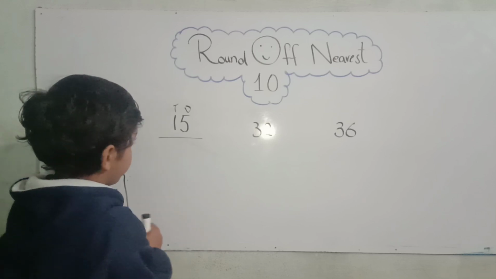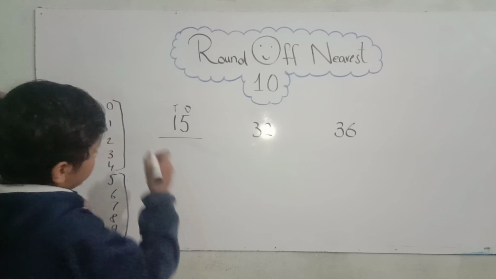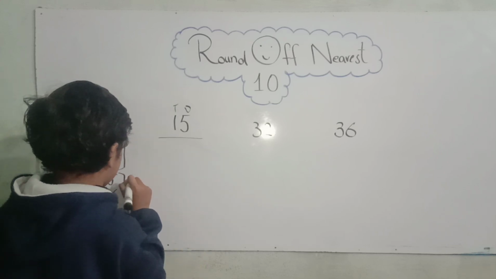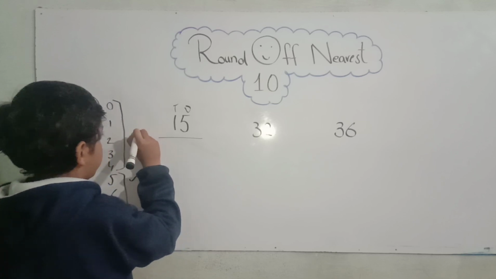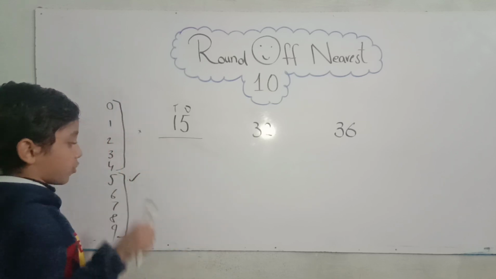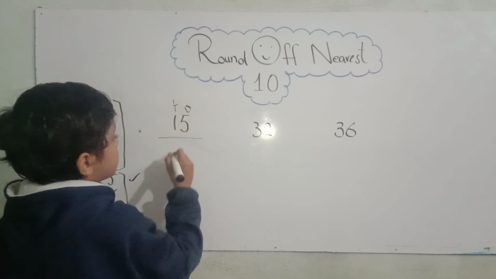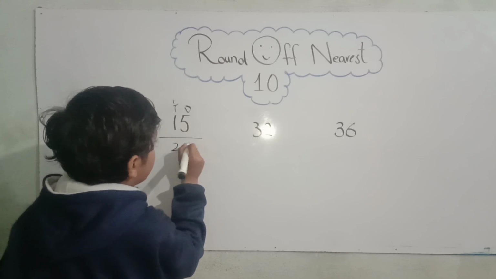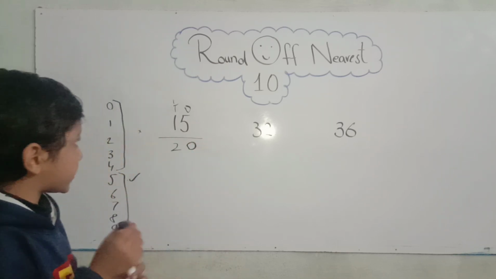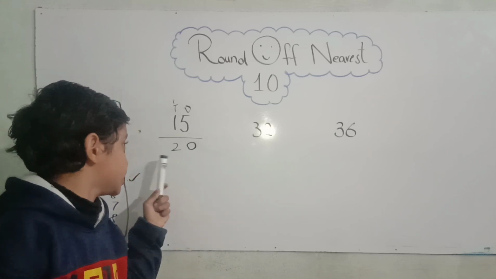So, where is 5 coming? That's the easy way. So these are 5 numbers and these are 5 numbers. 5 is coming here, not here. So if it's bigger than 4, then it has to give 1 to the tens place. And this goes 2 and this has nothing. So 15 is being rounded off, and then the answer is 20.